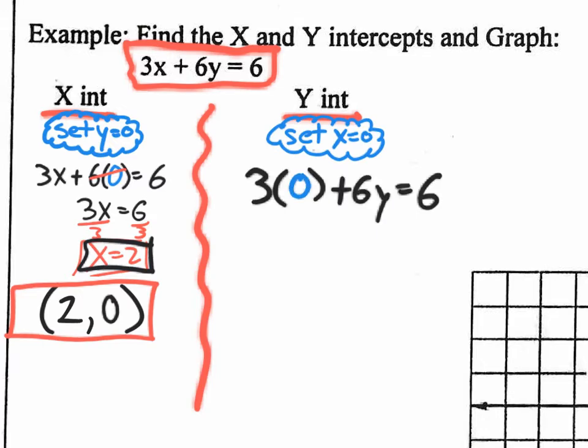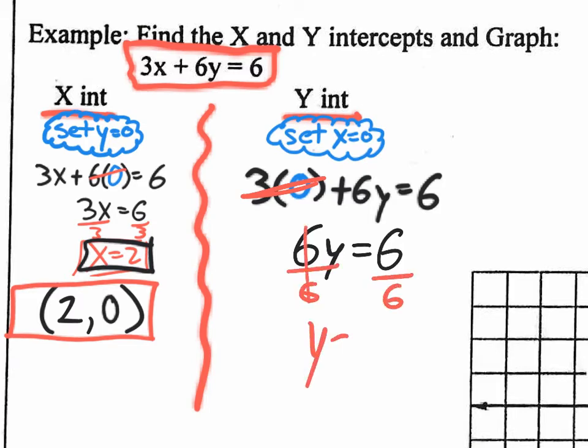So what's 3 times 0? 0. So I could just scratch it out if I want to. I mean, I could put 0 if I want. But my new equation is just simply 6y equals 6. And yeah, you tell me what to do. Divide by 6, perfect. And y equals 1.